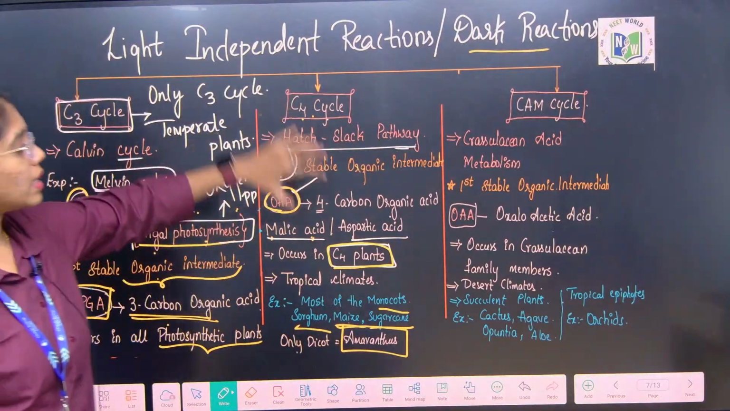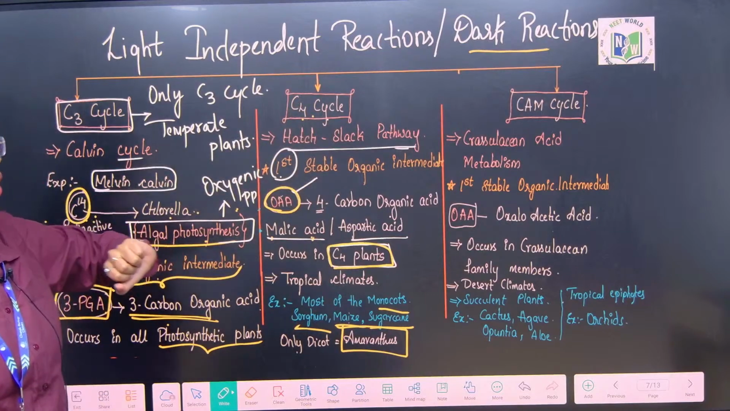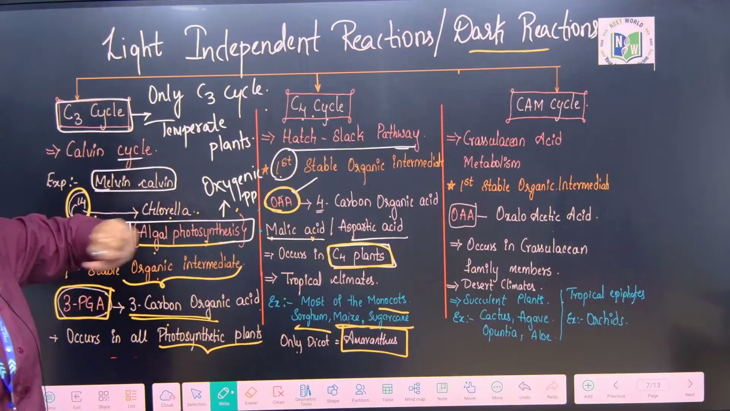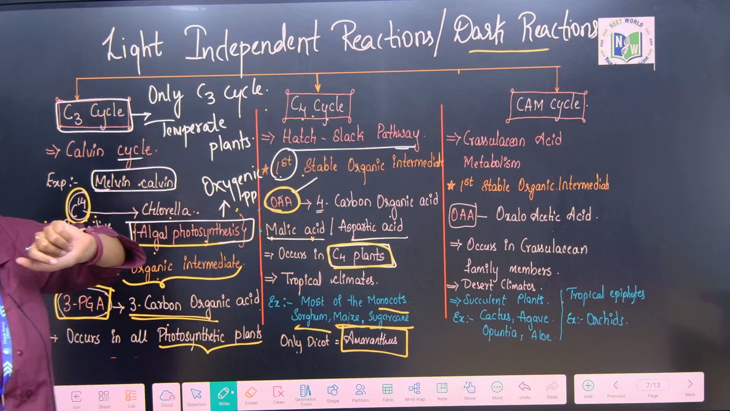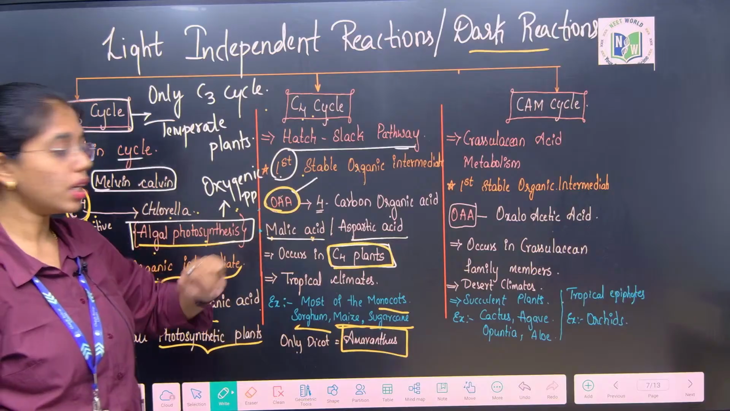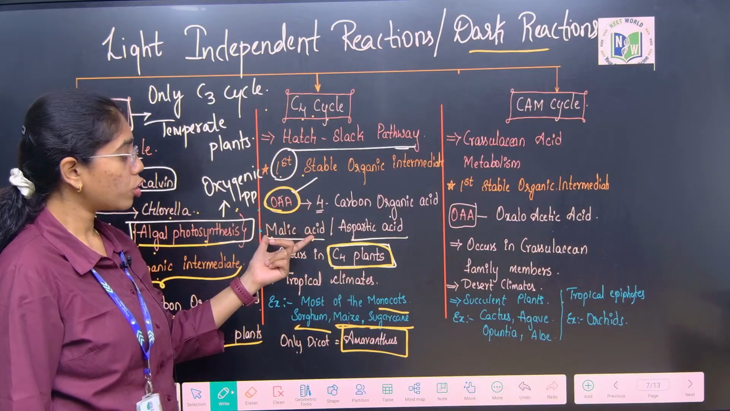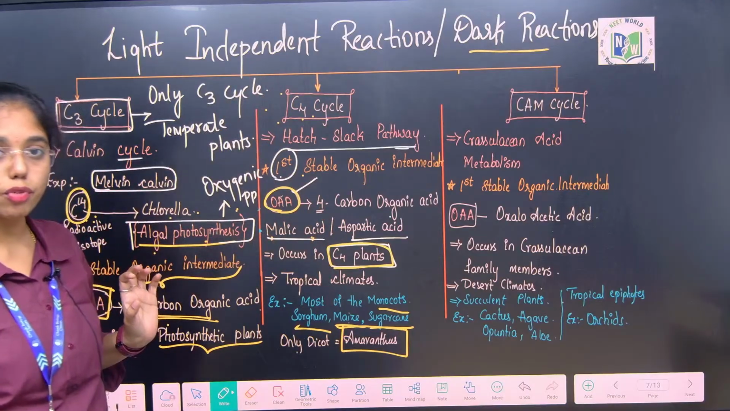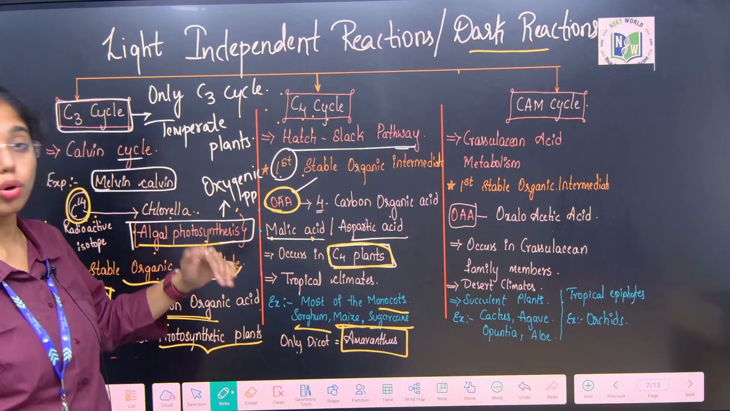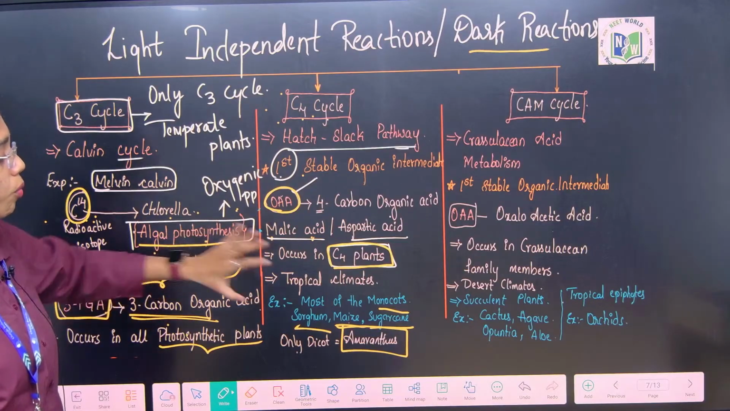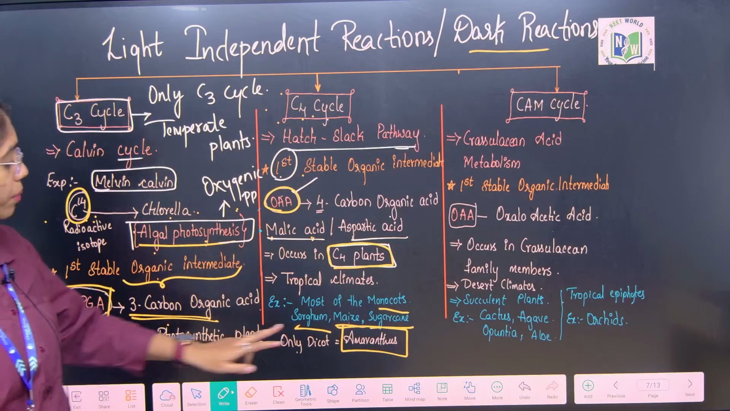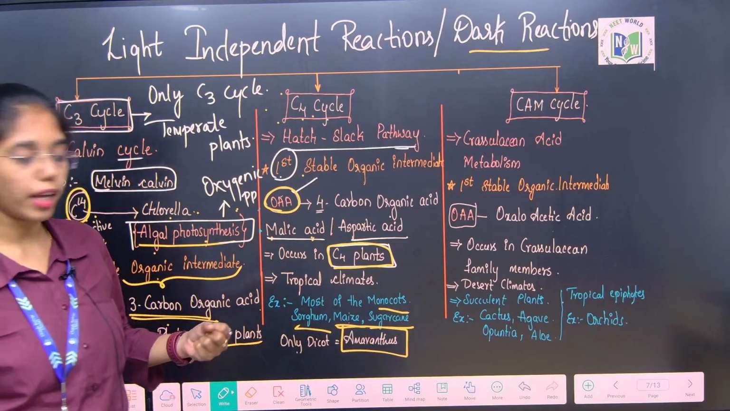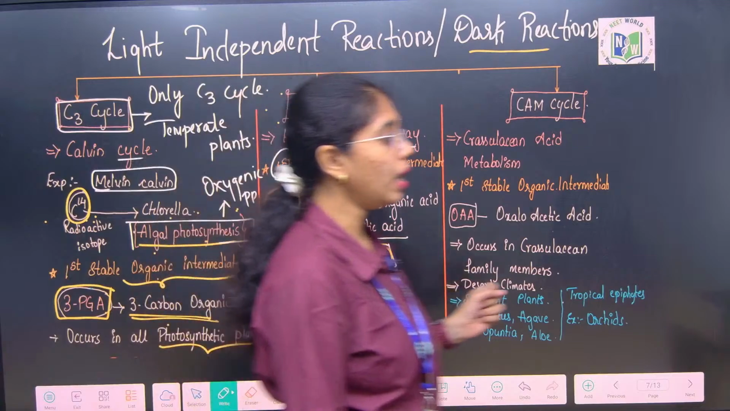Clear? So, what is the introduction we have learnt about the C4 cycle? The C4 cycle, also known as the Hatch and Slack pathway, is where the first stable product formed is oxaloacetic acid. It can convert to malic acid and aspartic acid also. The C4 cycle occurs only in C4 plants which grow in tropical climates. It mostly occurs in monocots, for example sorghum, maize, sugarcane. It also occurs in a few dicots as an exception, for example amaranthus.